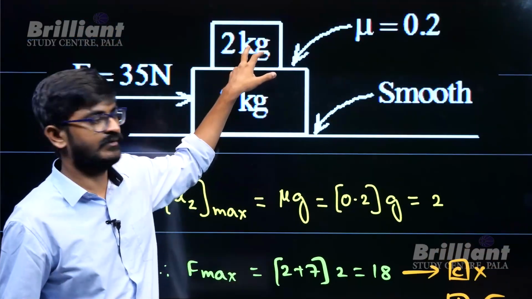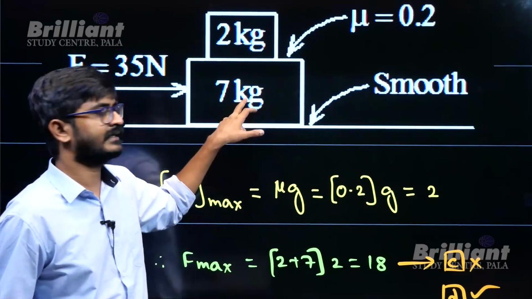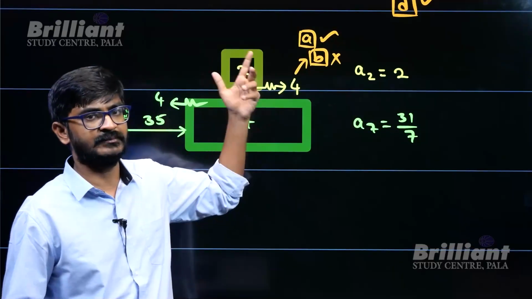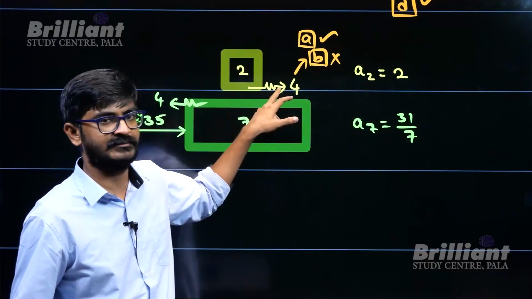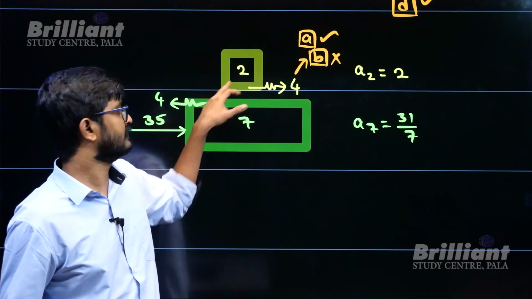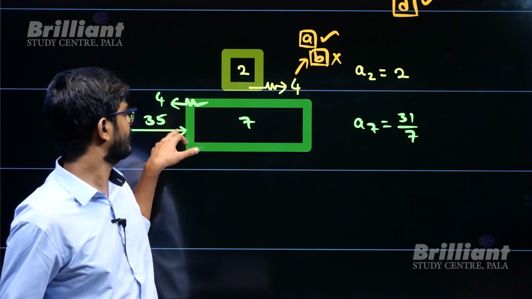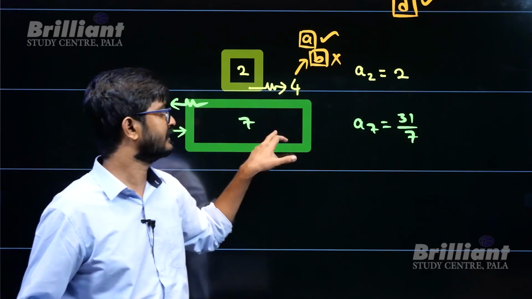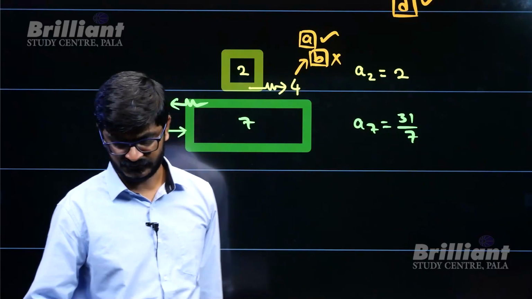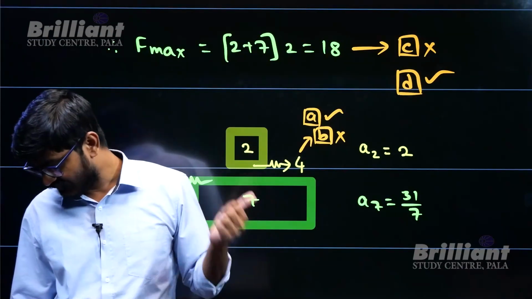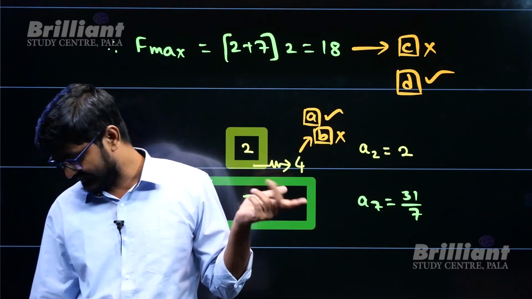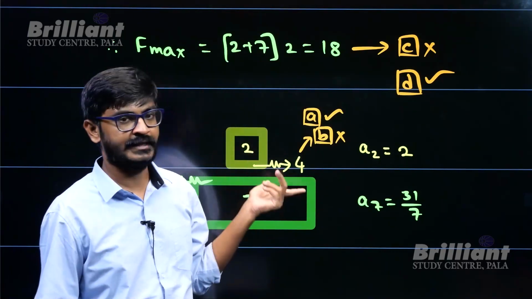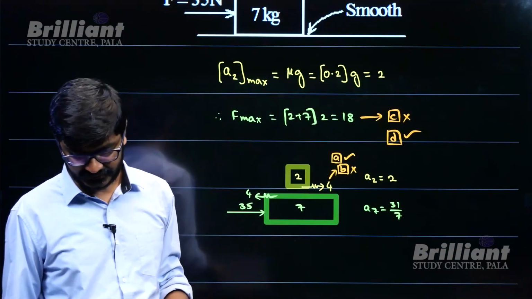What will happen? This 2 kg will be moving with acceleration 2 and this 7 kg will be moving with acceleration more than 2. Now if I draw the free body diagram, I know this is moving at its maximum possible acceleration, so friction will be maximum, mu mg. Now the net force is 35 minus 4 equals 7 times a. So acceleration will be 31 by 7 for this one, and acceleration for this one is 2. So friction is 4 Newton, which is maximum, and they start slipping, because only till you apply 18 Newton they will move together. Once you apply more than 18 Newton, the 7 kg will move with more acceleration.